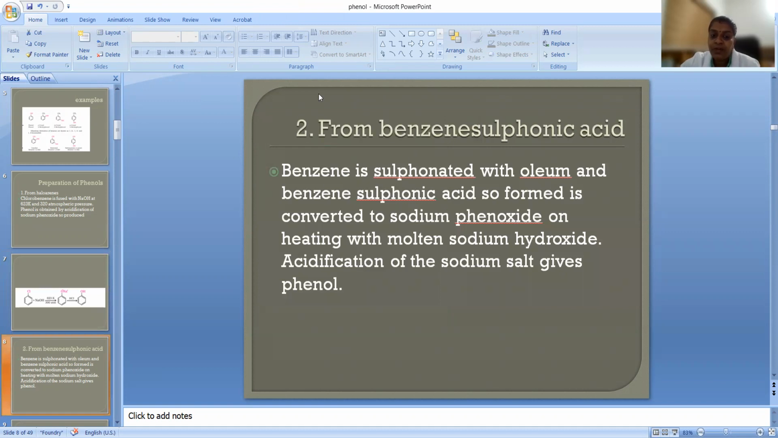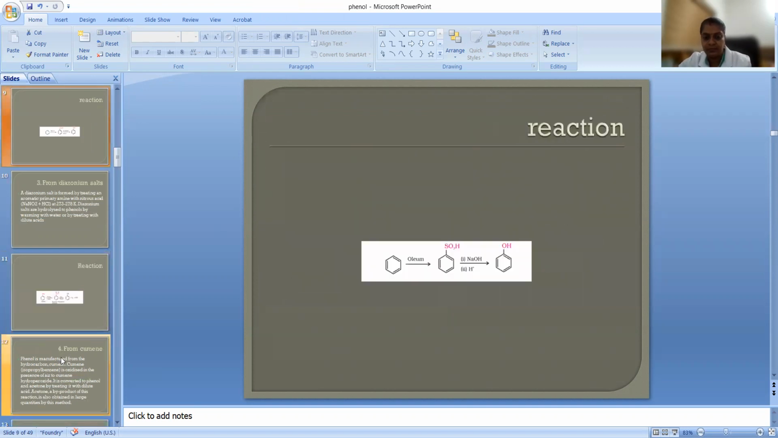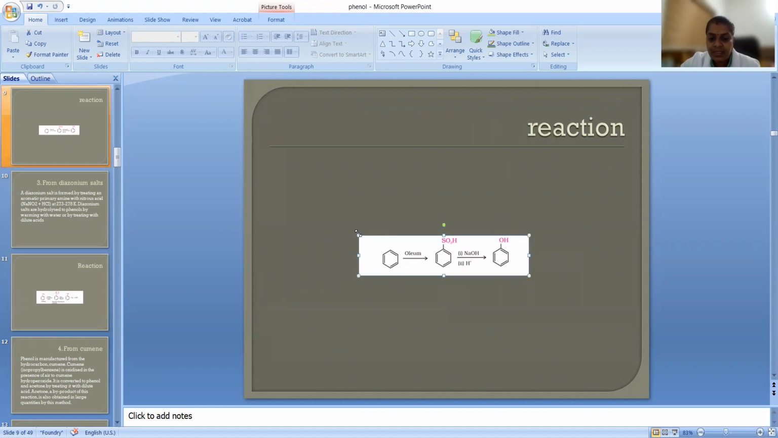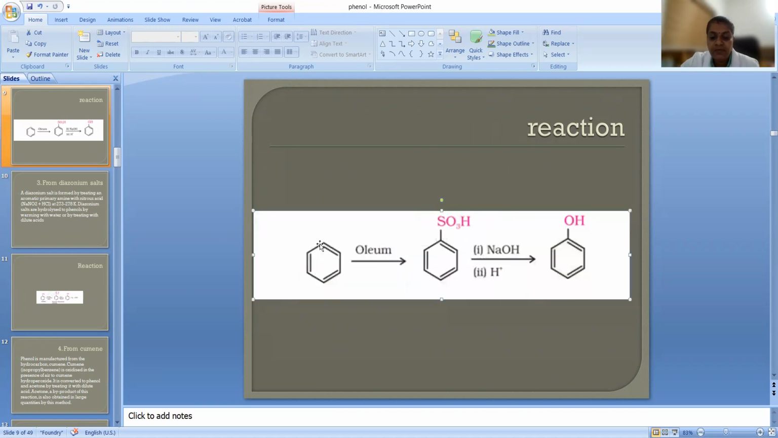So first we have to convert benzene to sulfonic acid. That is the first step. Let us see that. Here, benzene is there. In order to convert it into sulfonic acid, benzene is treated with oleum, fuming sulfuric acid, H2S2O7, and this will convert benzene to benzene sulfonic acid.